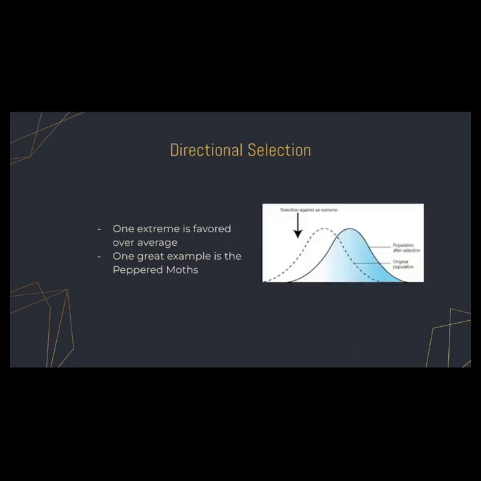In directional selection, one extreme characteristic is favored over the average. We can connect this back to the peppered moth scenario in England, as the peppered moths were favored rather than the moths that still had a white pigment.